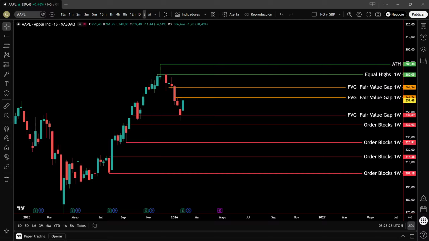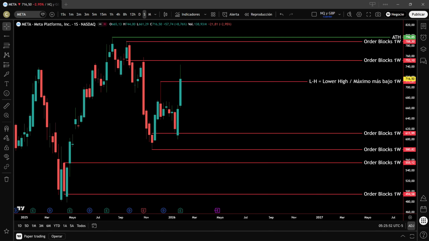This technical roadmap allows us to identify that Apple is seeking to balance its price delivery before attempting a new attack on its all-time highs. We continue our weekly analysis with Meta Platforms.